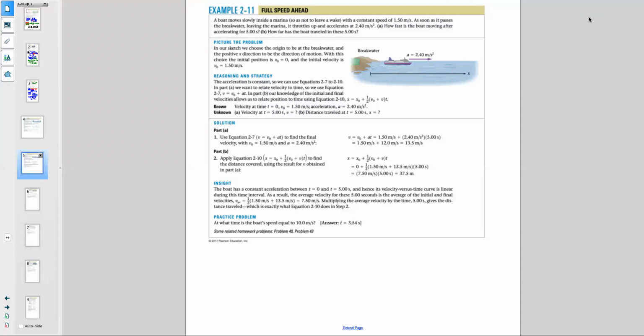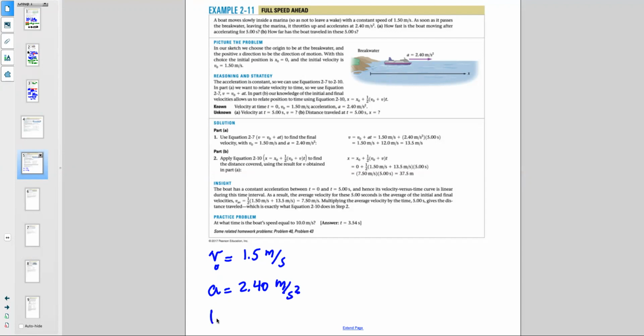We have a boat that has a constant speed of 1.5 meters per second. So velocity was constant initially, okay, as 1.5 meters per second. And then it starts to accelerate at a constant rate. So acceleration is 2.40 meters per second squared, okay? And then part A is asking, how fast is the boat moving after accelerating for 5 seconds?